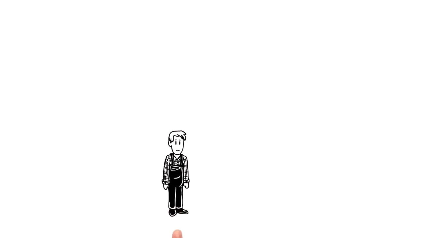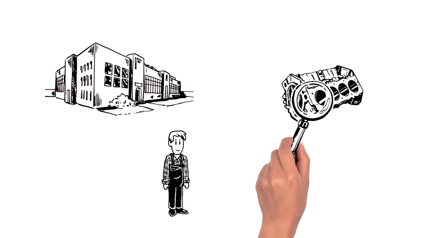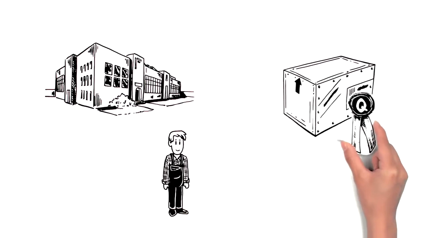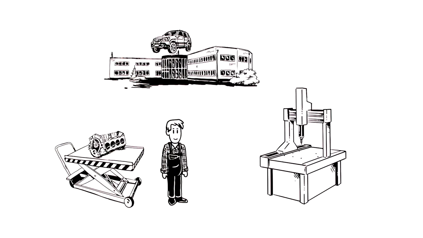This is Mr. Brown. He's responsible for quality assurance in a manufacturing company and for checking the accuracy of each part before it is dispatched. Today, Mr. Brown will be checking the parts for an automotive industry customer.